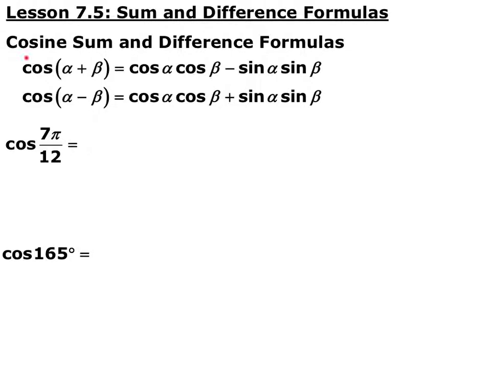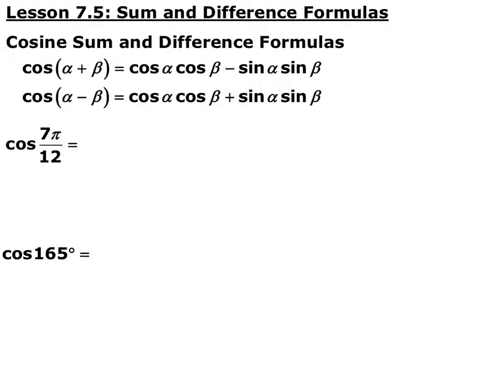So for cosine, we have a cosine sum and difference formula. If you have two angles being added inside cosine of alpha plus beta, then it's cosine of the first angle times cosine of the second angle minus sine of the first angle times sine of the second angle. If it's a difference formula, then it's a plus in the middle. So cosine has the same trig function multiplied together, but opposite signs in the middle. If this is a plus, this is a minus. If this is a minus, this is a plus.